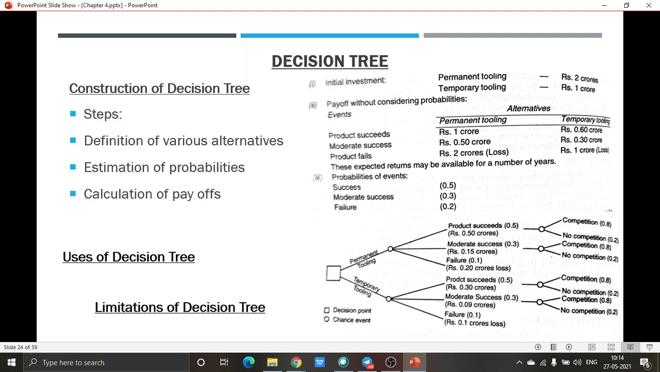Now, instead of compressing all the information regarding a complex decision into a table, what a decision maker does is that he can draw a schematic representation of the problem that displays the information in a more easy and also more understandable way.